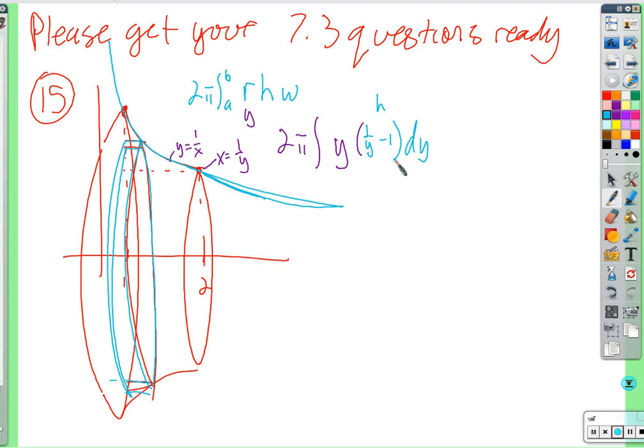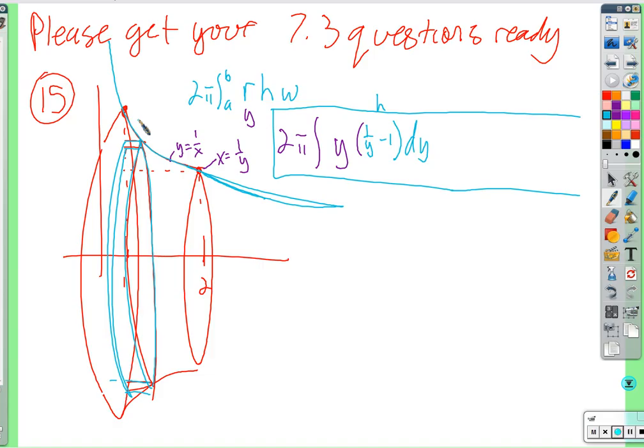So what will the interval for this be, from where to where? 1 to 2? No, you're looking on the x-axis. We're integrating with respect to y, which means that our interval would need to be on the y-axis. So it's from here to there. Where is that? From 1 half to 1.